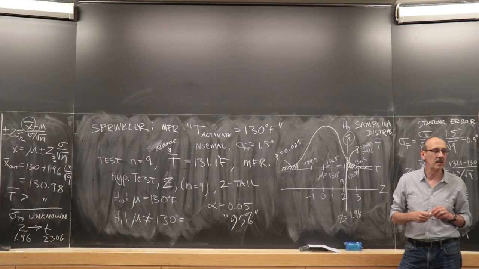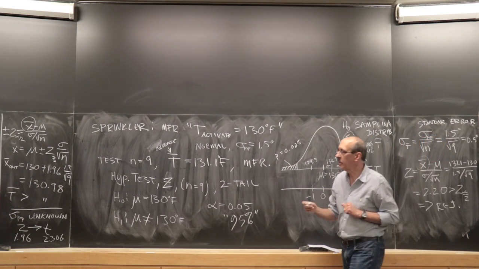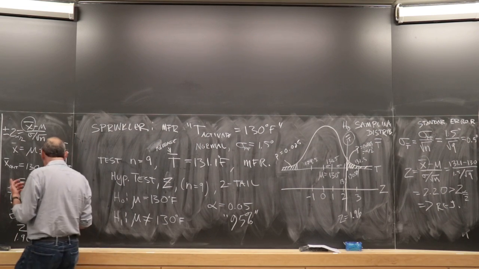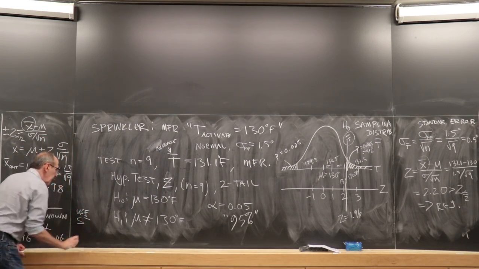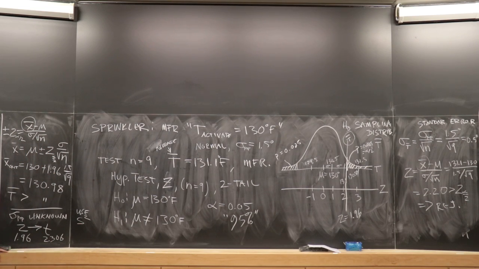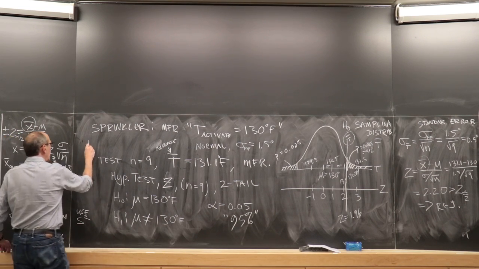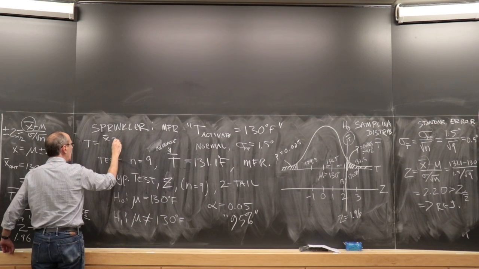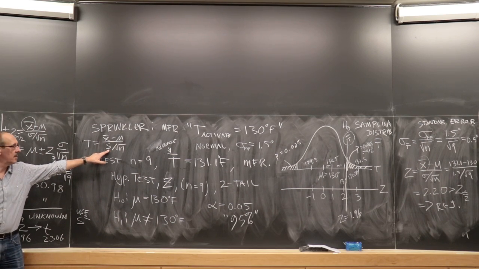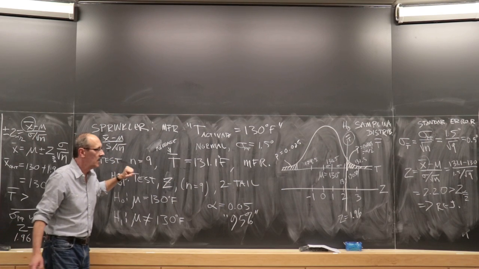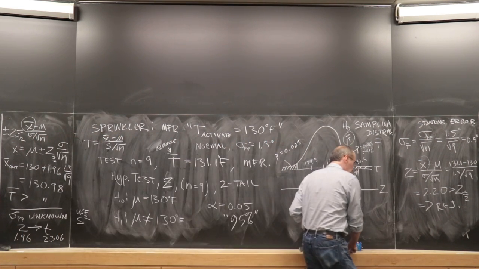Yes? In that case, we wouldn't know sigma, right? Right, we'd use S squared, so we would be given S squared. Okay. So you'd use S squared. So you know the t formula is x bar minus mu over s over the square root of n. So it goes right in there, in the formula. Okay. Any other questions?